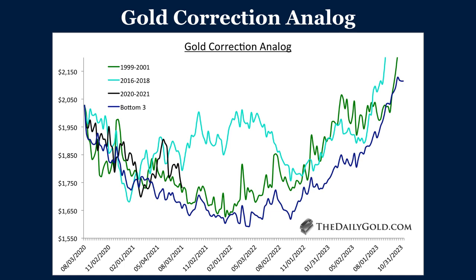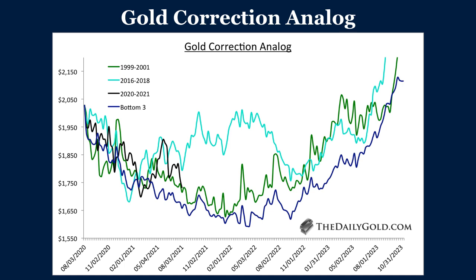On that scale, time and price, I am plotting the 1999 to 2001 correction, the 2016 to 2018 correction, the current correction, and then an average of what I call the three worst corrections, the three harshest corrections as far as time and price with respect to gold bull markets. So the decline from after 2011 to 2012 and 1980 obviously are not a part of this. So I picked what, in my opinion, are the three worst bull market corrections.